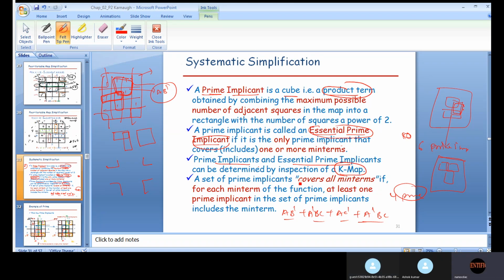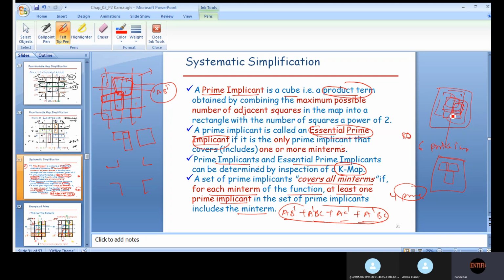A set of prime implicants covers all min terms if, for each term of the function, at least one prime implicant in the set includes the min term. Repeat it once again: these set of prime implicants cover all the min terms. So all the min terms in the K-map should be covered by the set of prime implicants. At least one prime implicant in the set includes a min term.